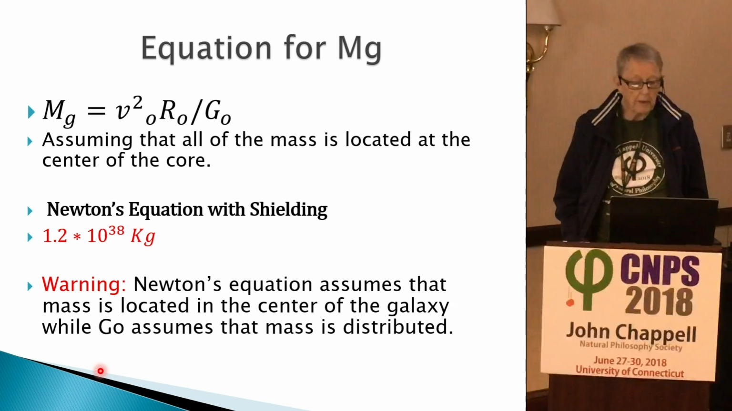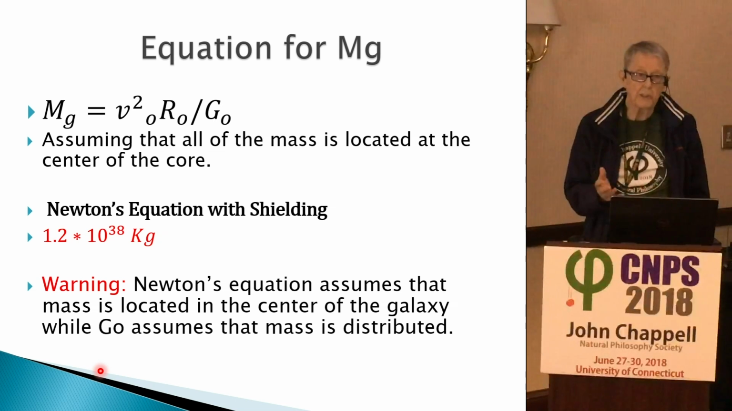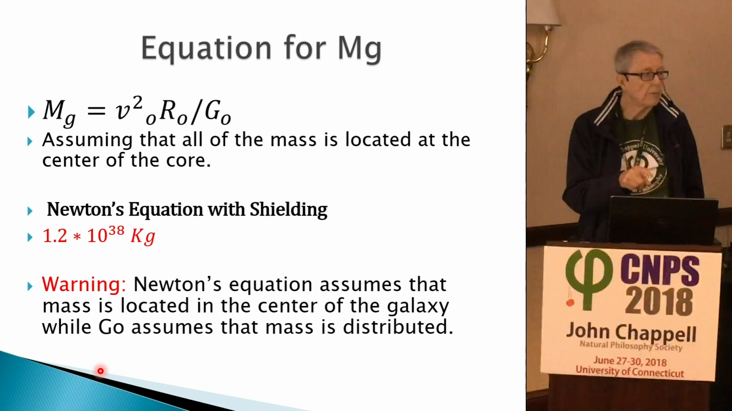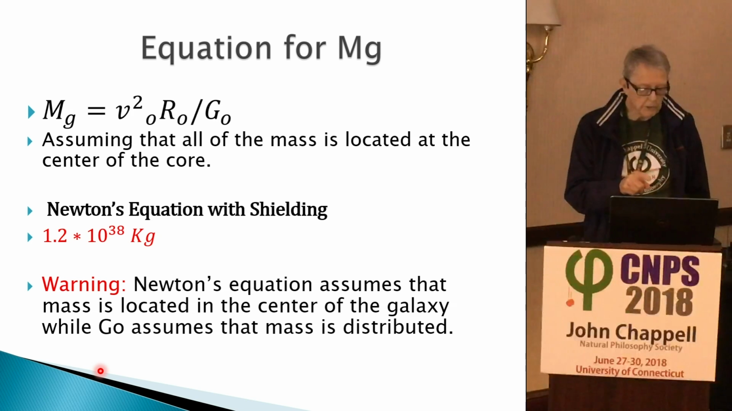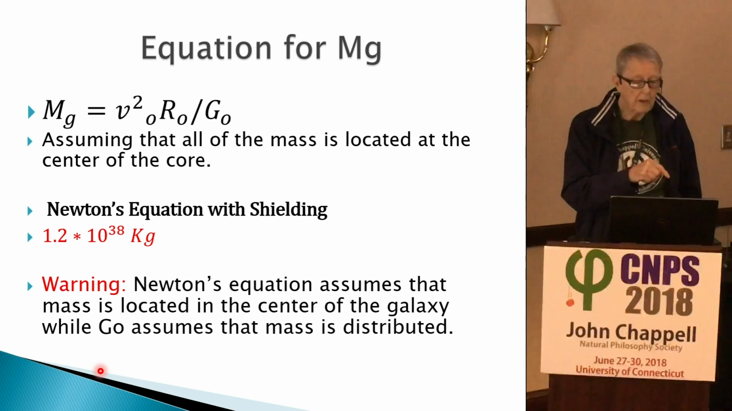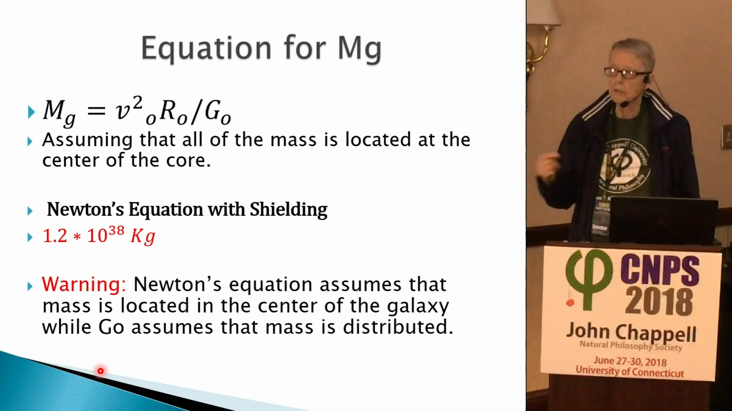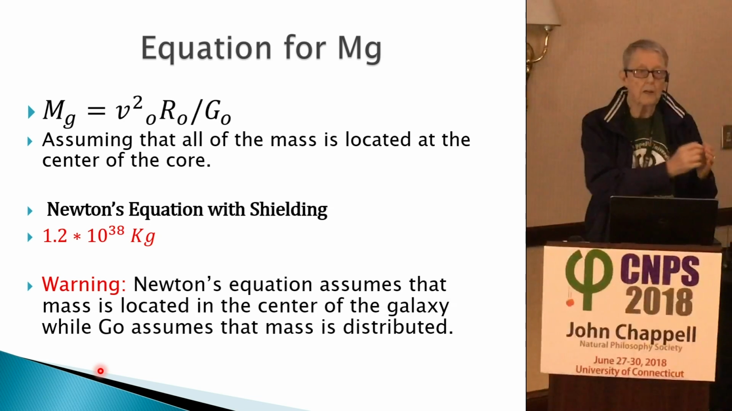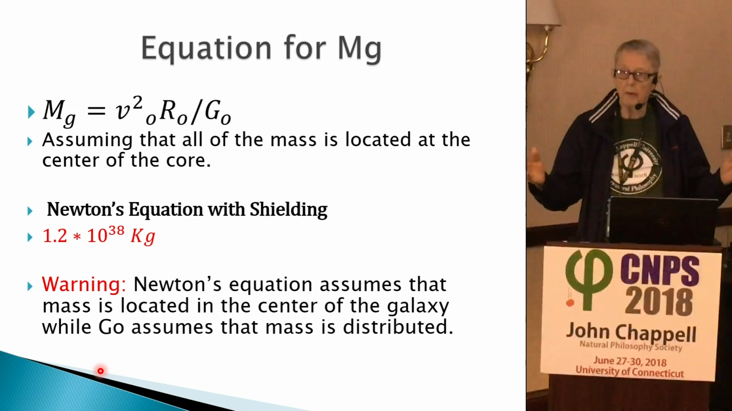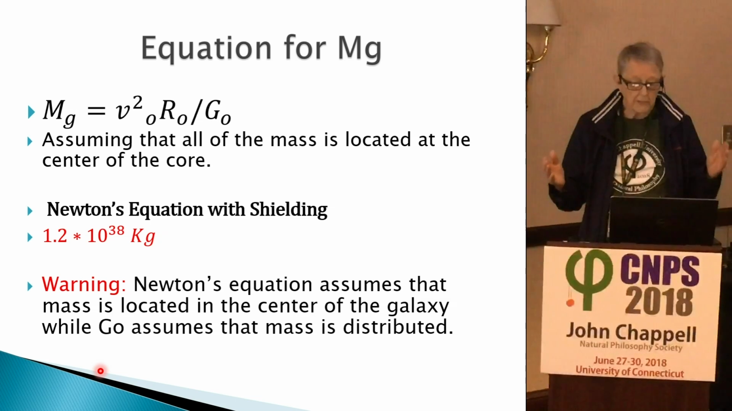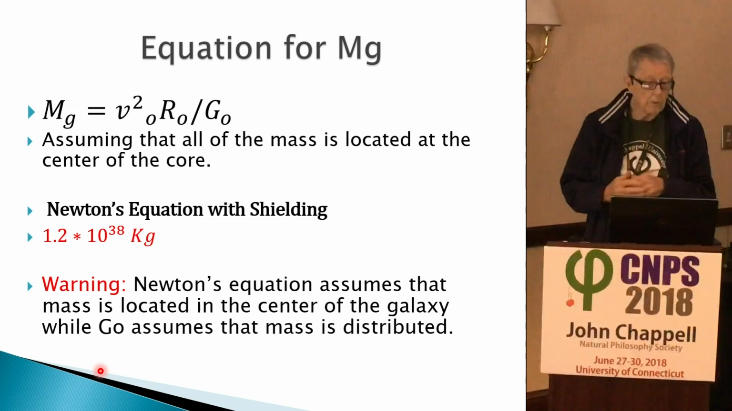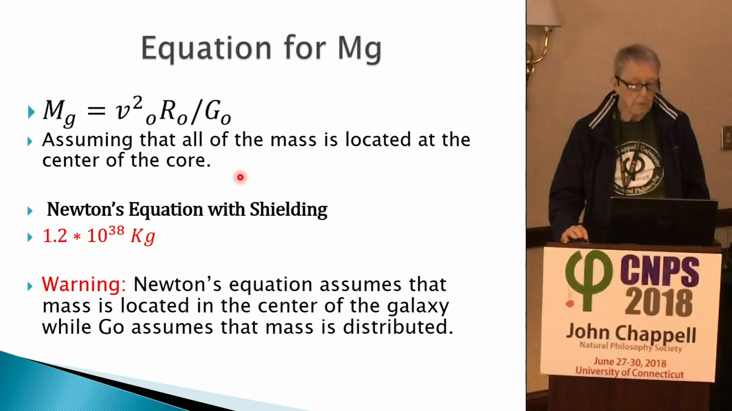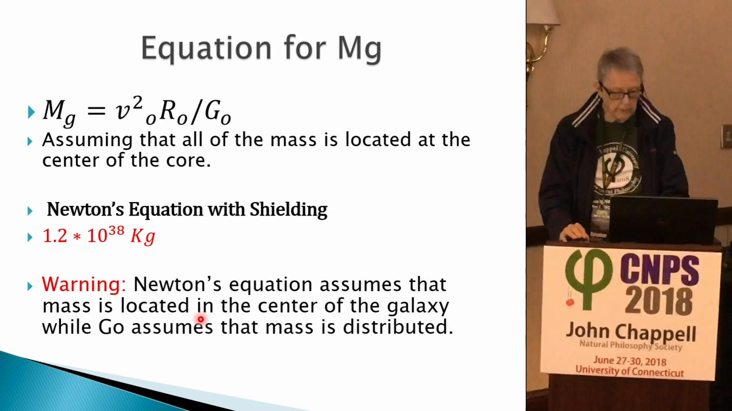Now, what's interesting about that, well, the first point to make is what I just did isn't right. It's wrong. You can't really trust that number. The warning says Newton's equation assumes that the mass is located at the center. The G value assumes mass is distributed. So I'm mixing something that involves all the mass concentrated in the center with something where the mass is distributed. That's not correct. So the number 1.238 is to be taken with a very large grain of salt, but I thought it was interesting to look at and see what it came out to.